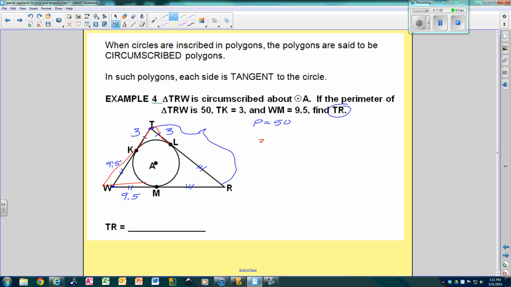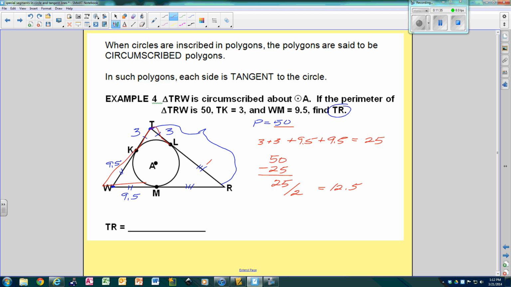So I get 3 plus 3 plus 9.5 plus 9.5. 3 plus 3 is 6, and 9.5 plus 9.5 is 19, so that would be 25. Now that I know just this part of the triangle is 25, and the whole triangle is 50, 50 minus 25 gives me 25, which I have to share between these 2. So if I divide by 2, I get 12.5.